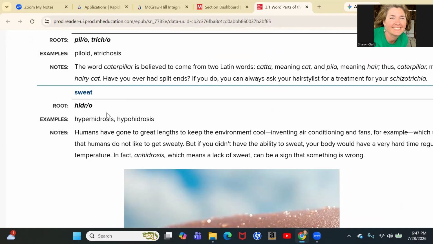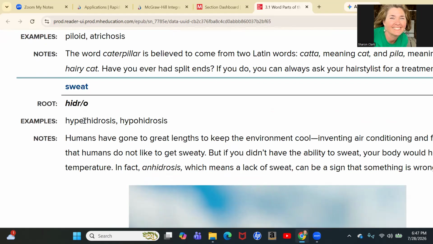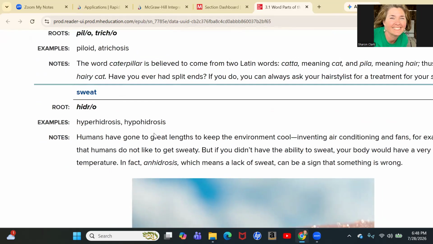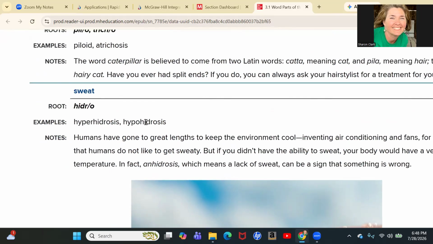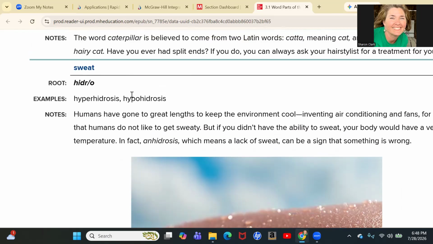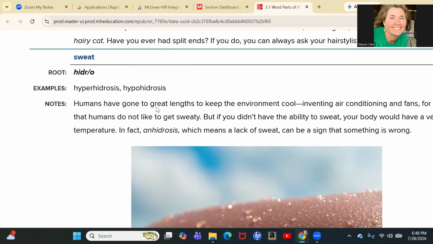Hyperhidrosis, let's break that down into its word parts. Hyper meaning excessive, hidro meaning sweat, osis meaning abnormal condition of. So this is a person who is excessively sweating. Hypohidrosis is the lack of sweat or low sweat. Hypo meaning below normal.